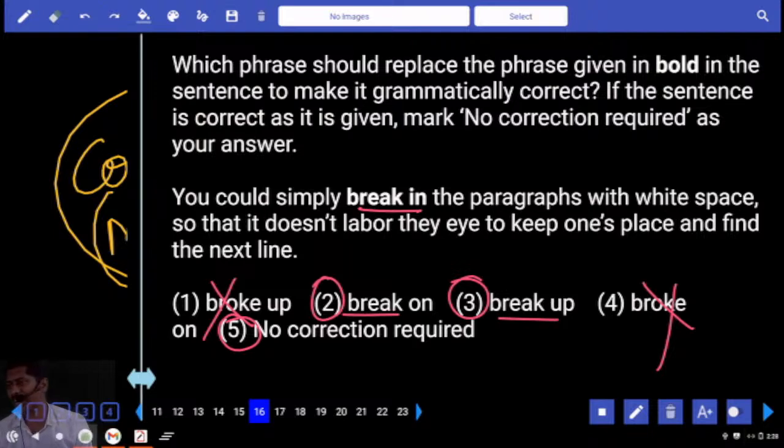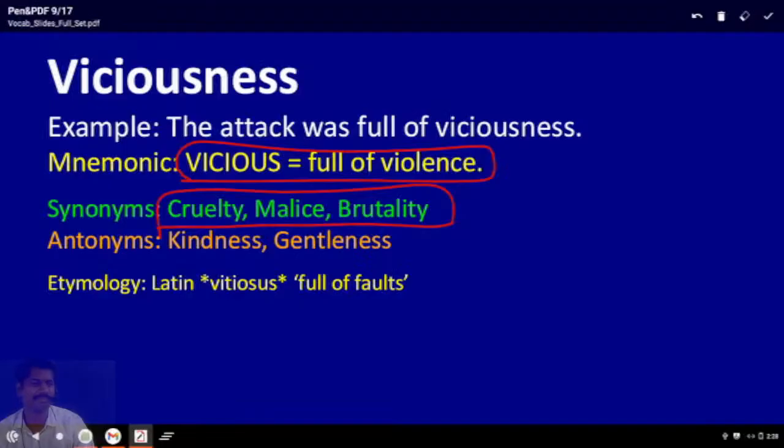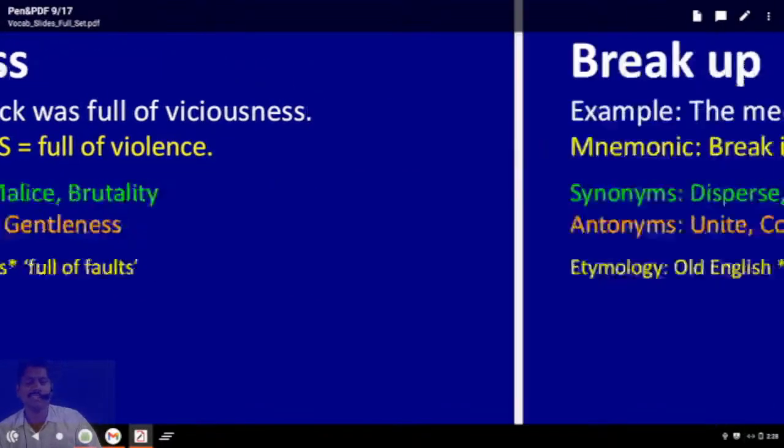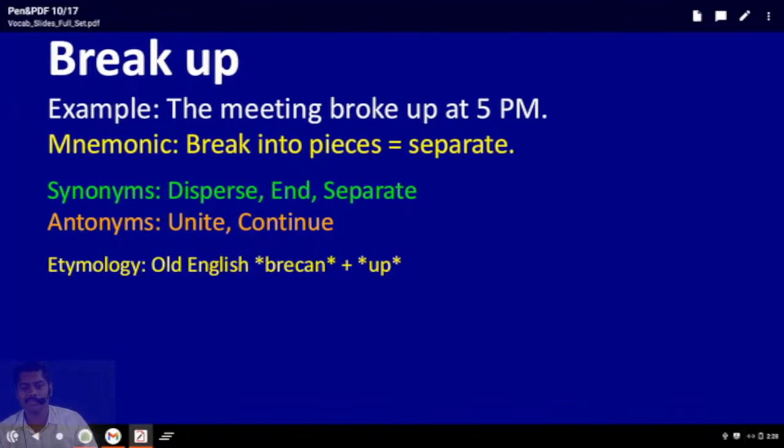We know about breakup, right? Breakup? Breakup opposite is? You remember, wow. Breakup, patch up. Breakup has different meanings. One breakup is breaking into pieces. Breaking into pieces is break up.